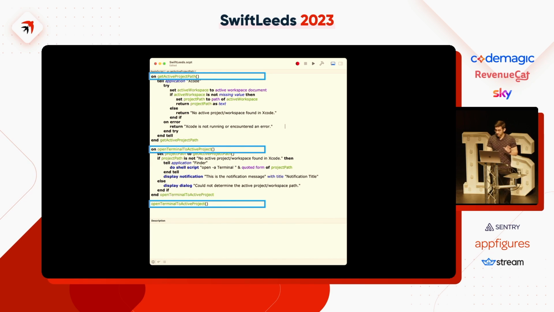This isn't a talk about AppleScript. I would not do that to you, but it's worth mentioning that we got all of this with just two short functions. One retrieves the path to the current project that's open in Xcode. The other one opens a terminal and CDs into that path. And it's pretty easy to build this kind of functionality without writing a ton of code. And also, ChatGPT happens to be pretty good at AppleScript. So that made it easier.